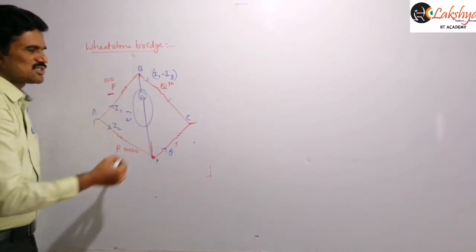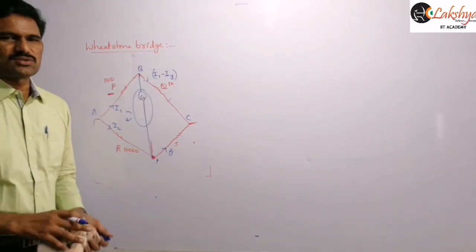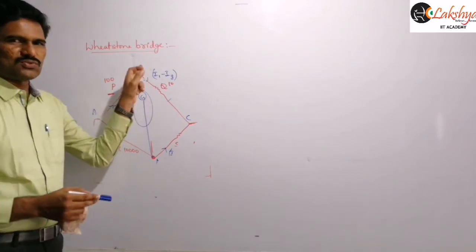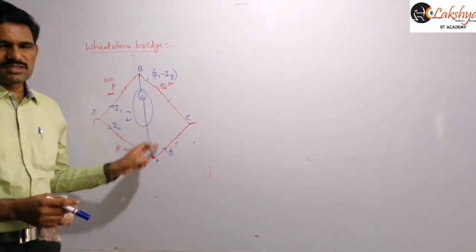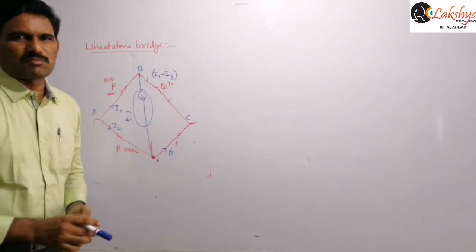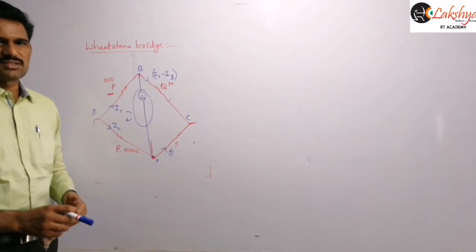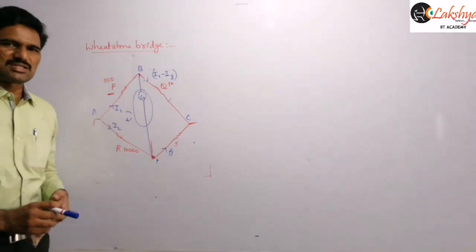Whatever this resistance G is there, you can remove that resistance, because when the bridge is balanced, even though that resistance is connected in the circuit, no current is flowing through it, right? That is nothing but our condition for the balanced Wheatstone bridge. That means if that condition is satisfied in a given circuit.